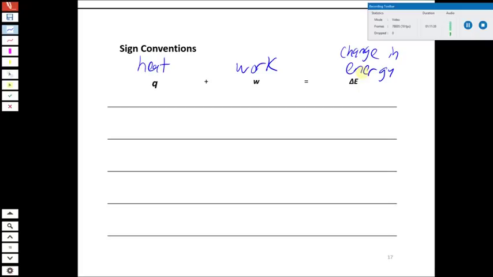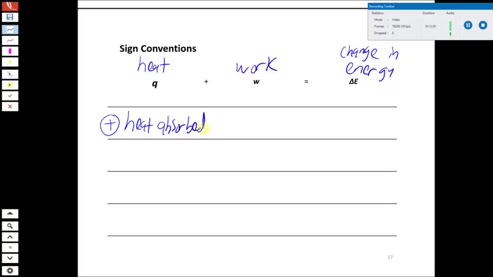So the sign convention for heat and work: if we have a positive heat term, a positive Q, that means heat is absorbed by the system. Or it also means that the system is getting warmer. It's taking heat from the surroundings and getting warmer. So anytime that happens, the Q will be positive. We're going to learn how to calculate the actual value of Q later. That's the sign that we're going to see.